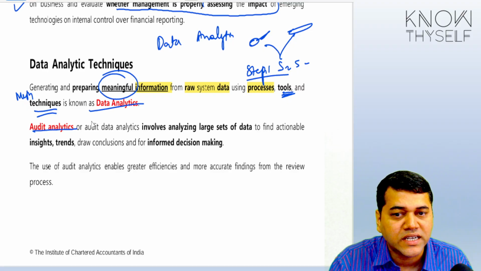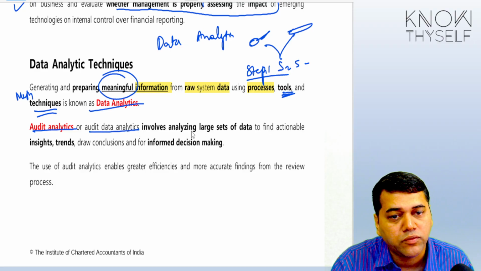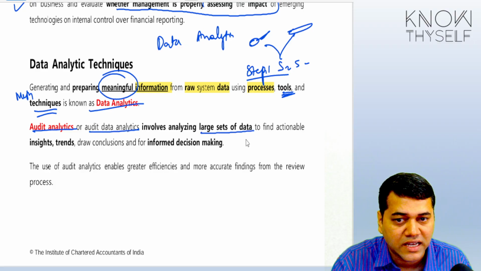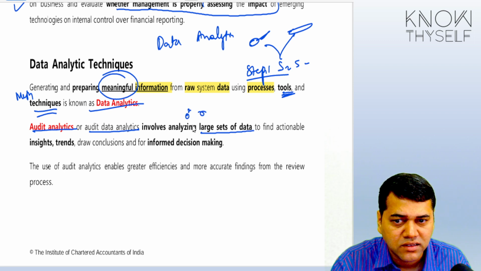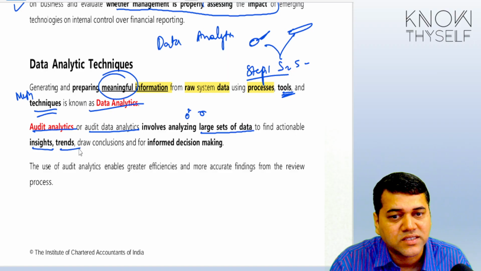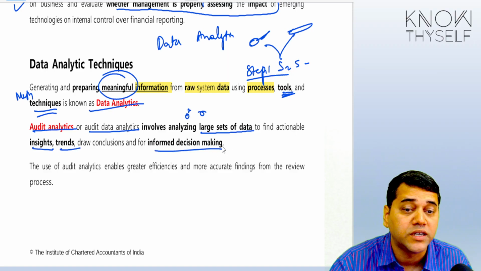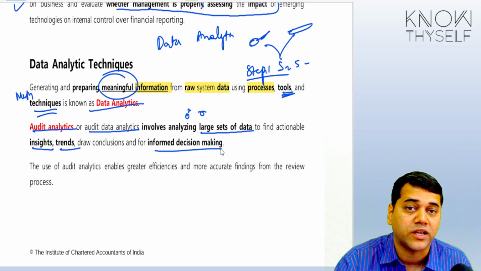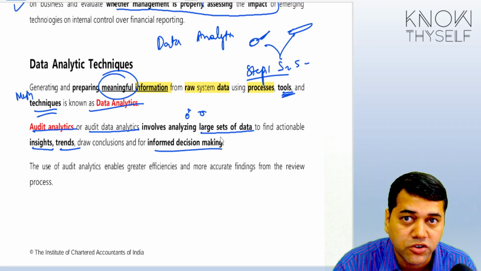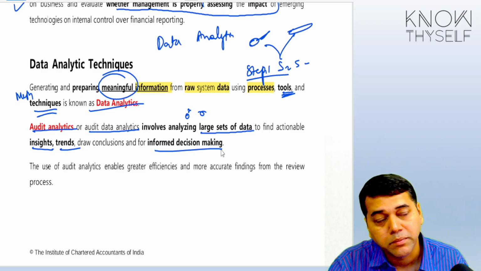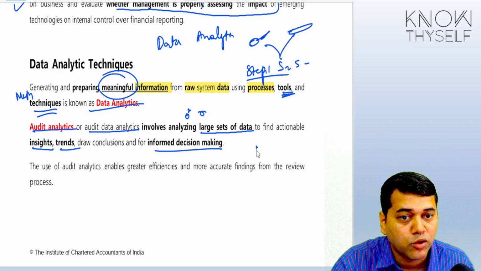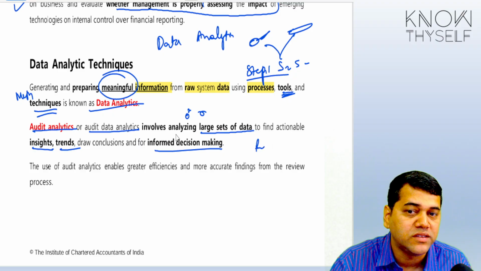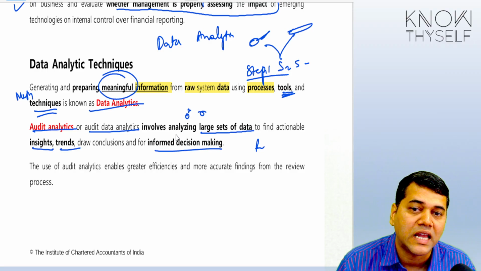Now, audit analytics or audit data analytics involves large set of data analyzing. Analyzing means you interconnect the data, try to find the insights, trends, and try to make the informed decision. Like, what is the problem with this organization? Should I change my nature of the procedure? It looks problematic. This is a fraud. Okay, there is an issue here. This is the ROMM is very high. So this type of insights you are going to get when you analyze the large volume of data.